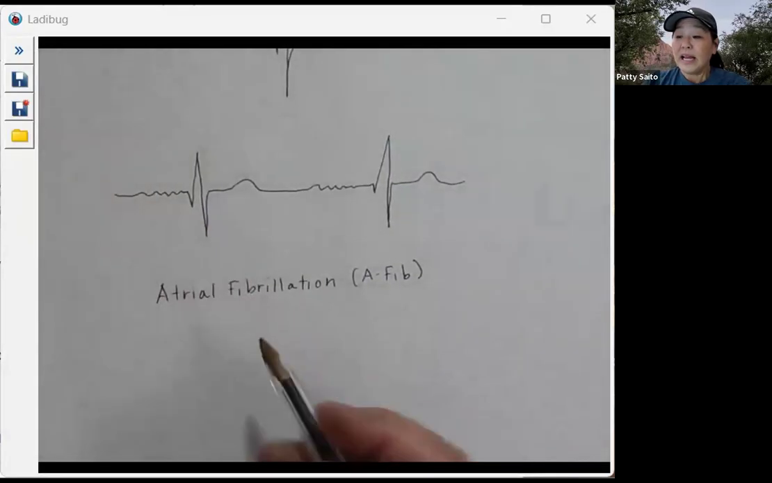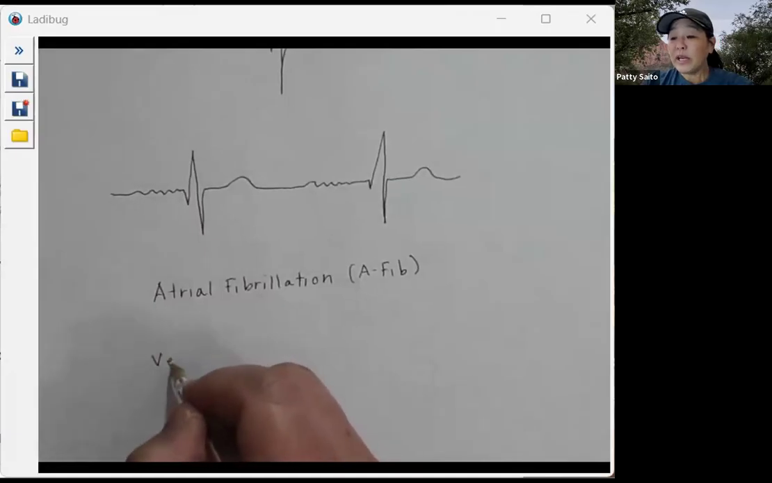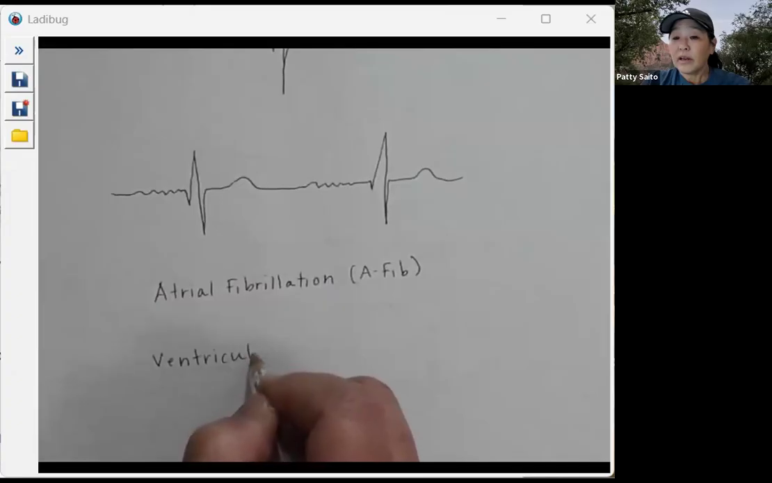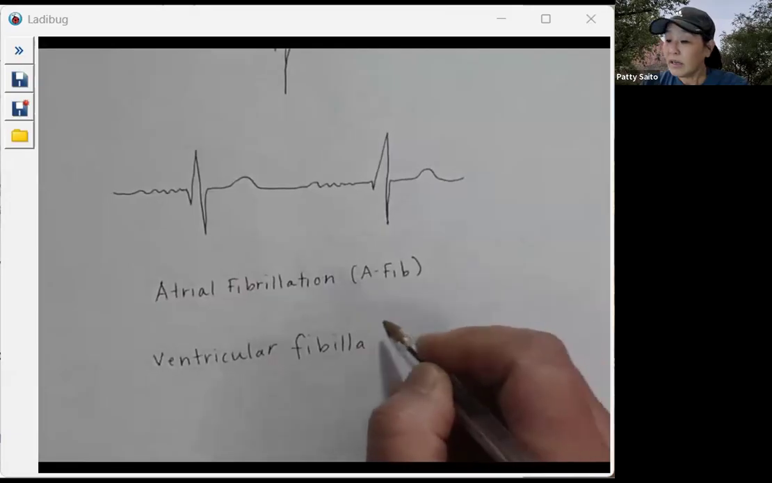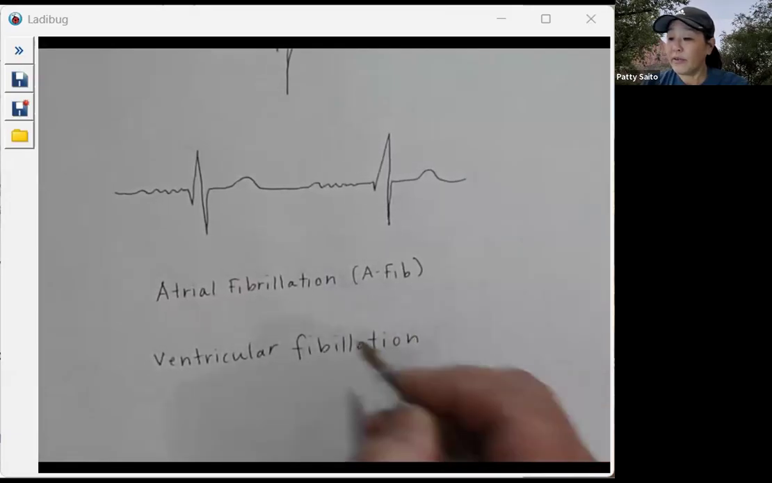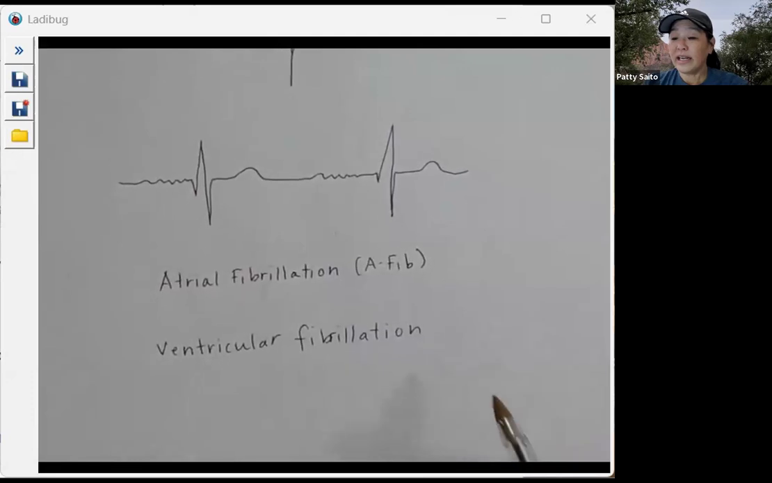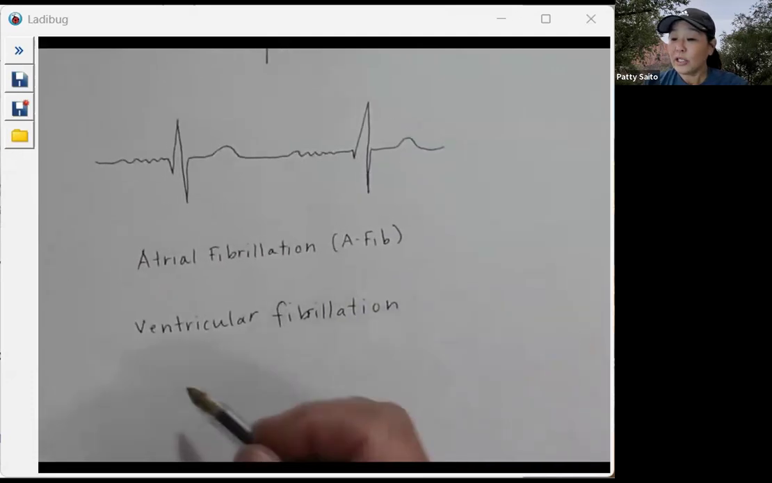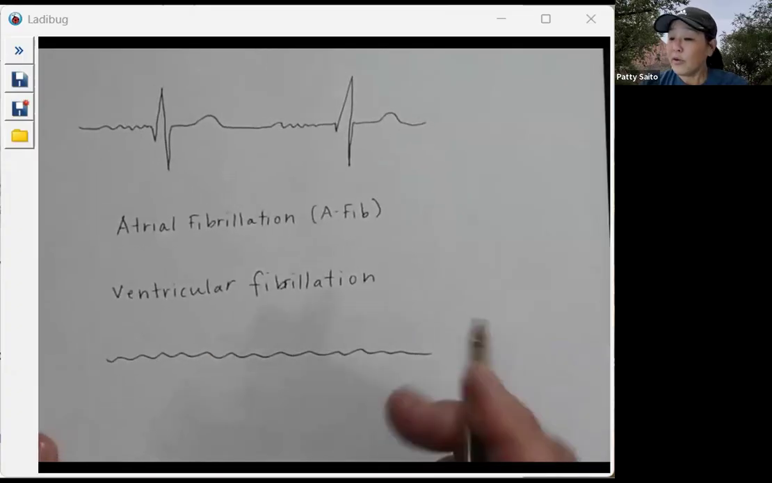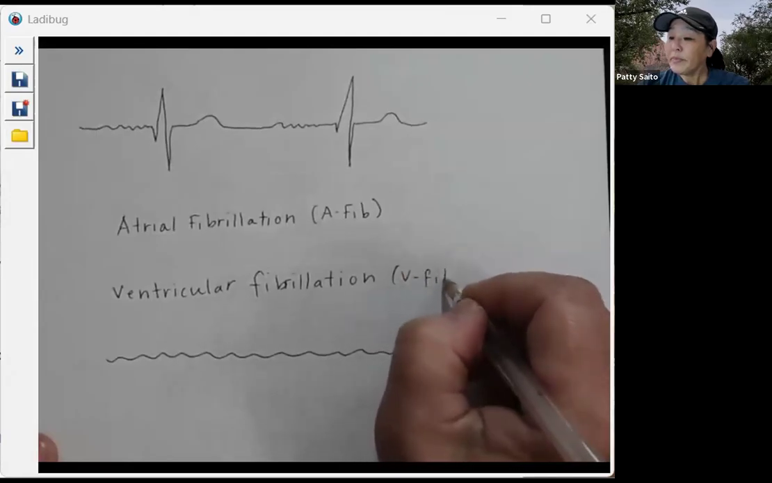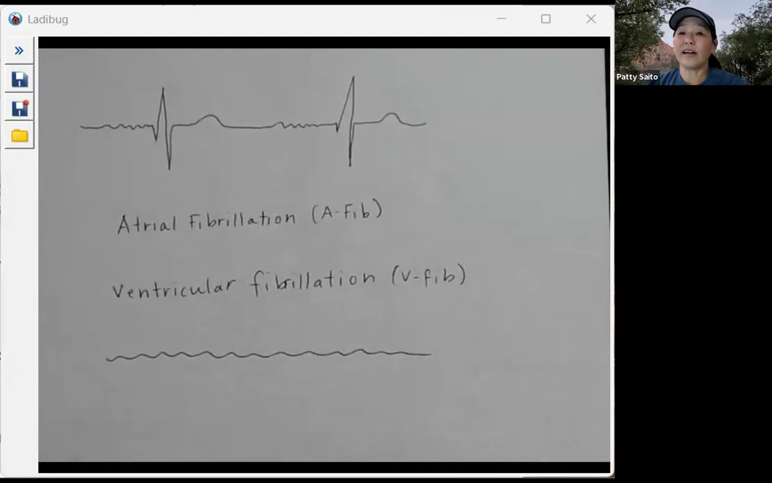So AFib, what would ventricular fibrillation look like? Fibrillation. All right. Now that's serious. So it would look like that. VFib is where all the cells are not coordinated and the heart is just jiggling and can't coordinate to squeeze together to push blood out.